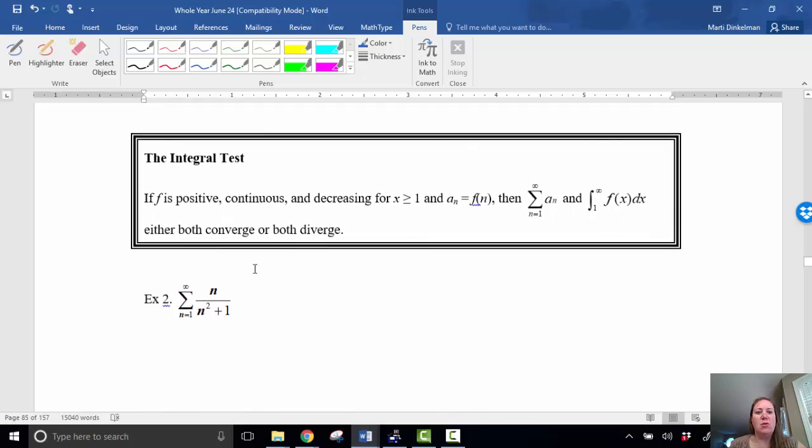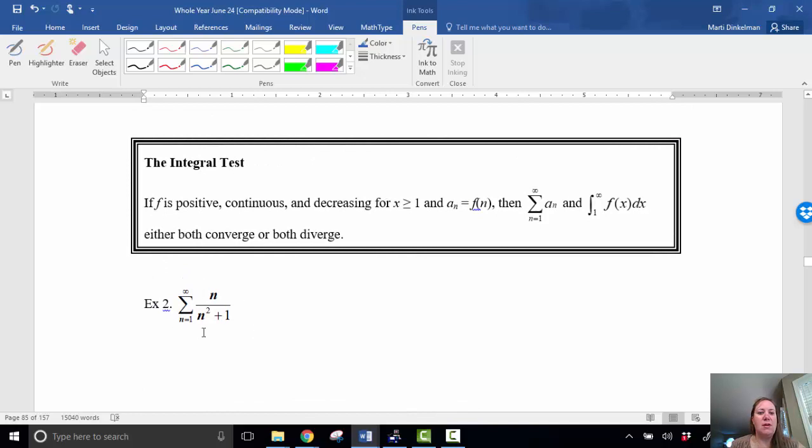What we're going to do is take the antiderivative of the series, and we'll see whether that converges. If that converges, we'll say that our series converges. If that diverges, then we'll say our series diverges. I'm going to switch these to x's because that just makes more sense to my brain.